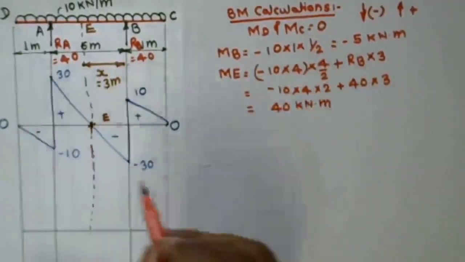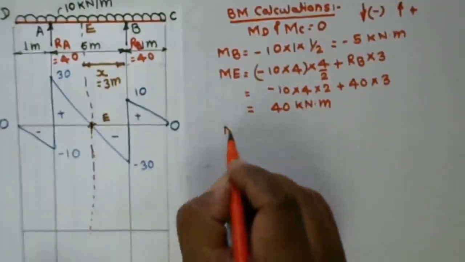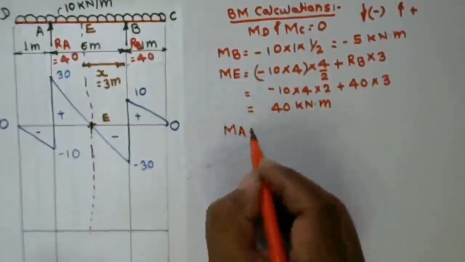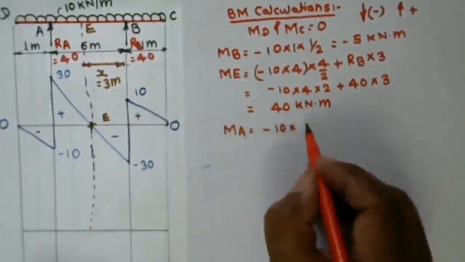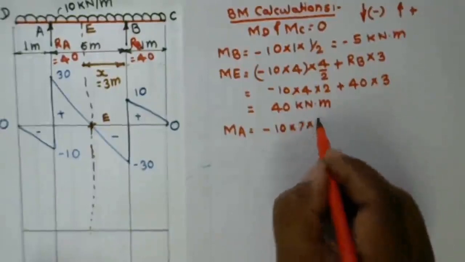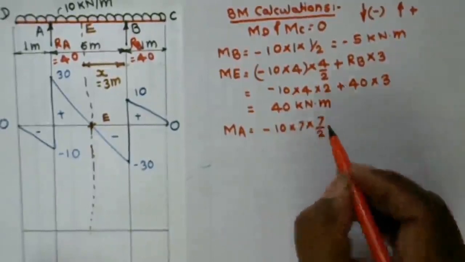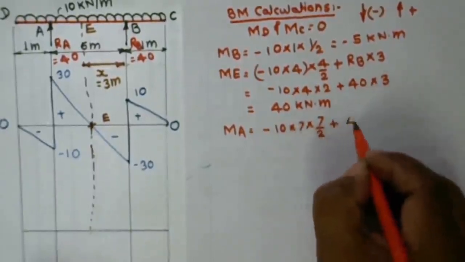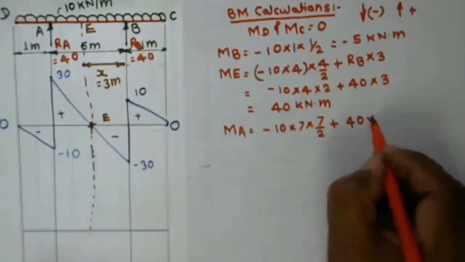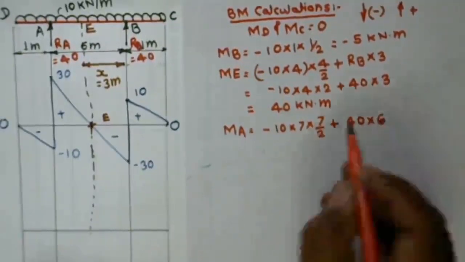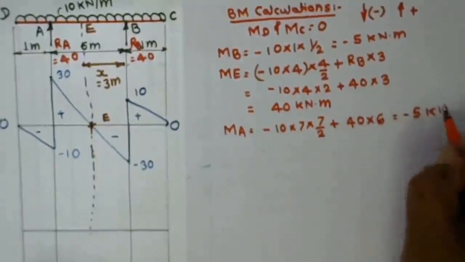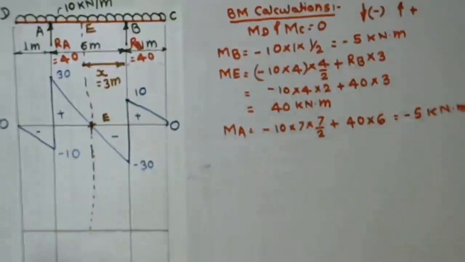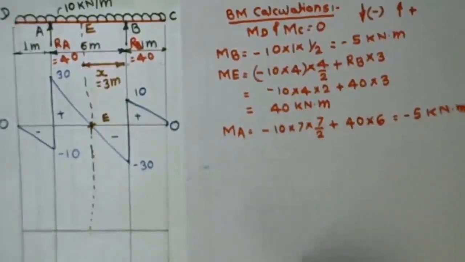Now our next point is A. Moment at point A is equal to, UDL rate is 10, distance up to the point A is 7, it is acting at its center, so 7 by 2, plus RB means 40, its distance up to the point A is 6, which is minus 5 kilonewton meter. Okay, so we have to plot its bending moment diagram.